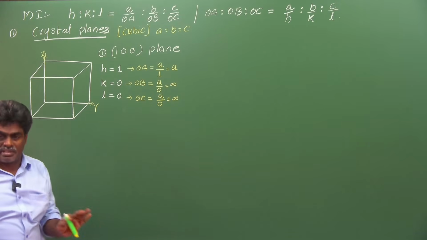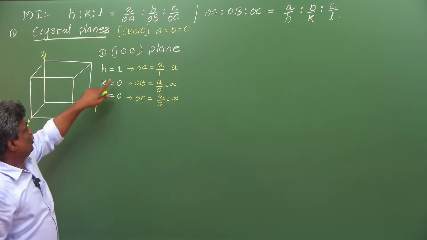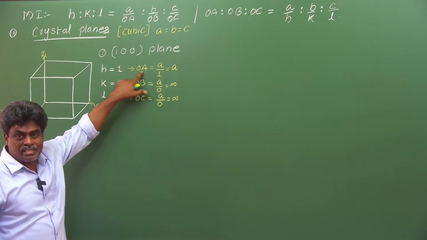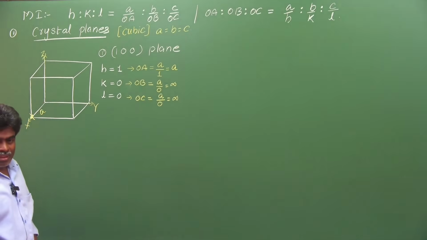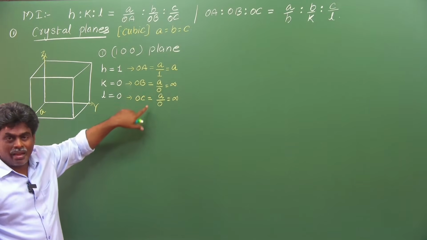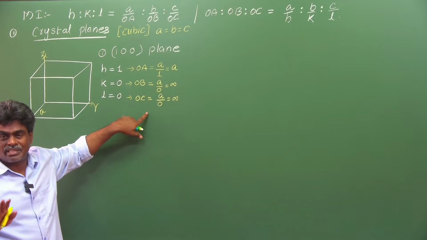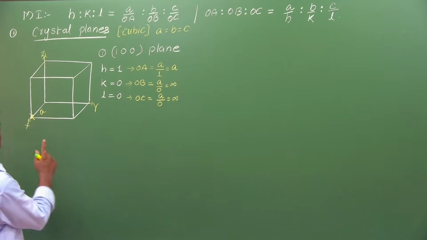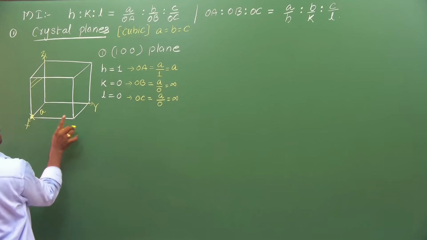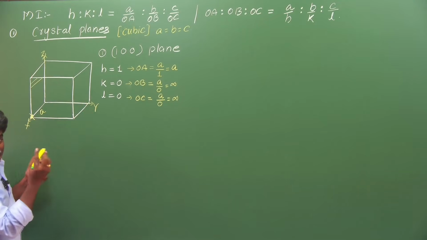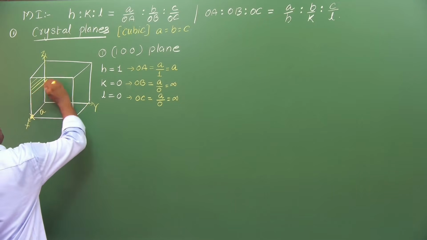Infinity means no intersection. So, your plane is cutting the x-axis at 1, and it is not cutting y and there is no intersection for y, and so which plane is it? It's very easy. This is not cutting the z-axis. This plane is not cutting the y-axis. I hope you got it.